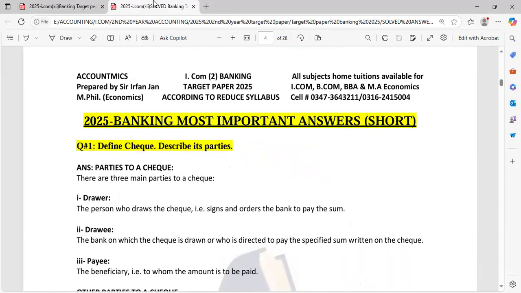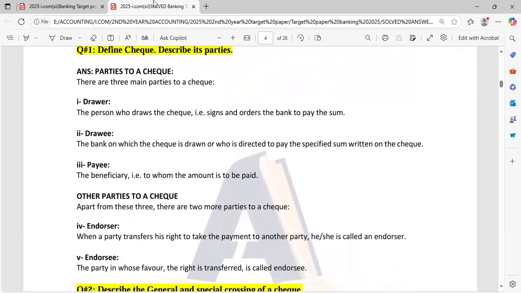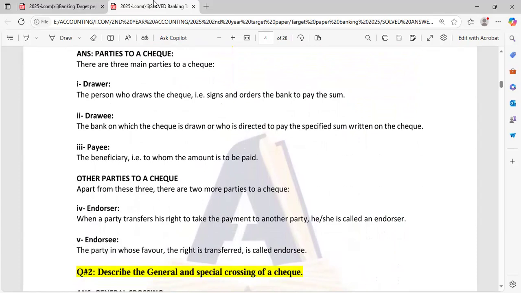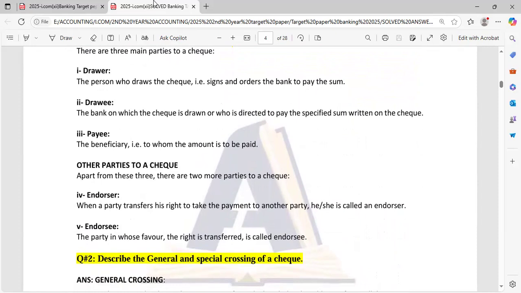So move towards the first question. Define check and what are the parties to a check. The parties to a check include drawer, drawee, payee, and the other parties are endorser and endorsee. The person who draws the check, signing an order to the bank to pay the sum, is the drawer. Drawer means if you have an account in a bank and you write a check, you will be a drawer. Drawee is the bank on which the check is drawn and who is directed to pay the specific sum written on the check. It means when I give you a check, you will take it to the bank and the bank will pay the payment. So the bank is the drawee.